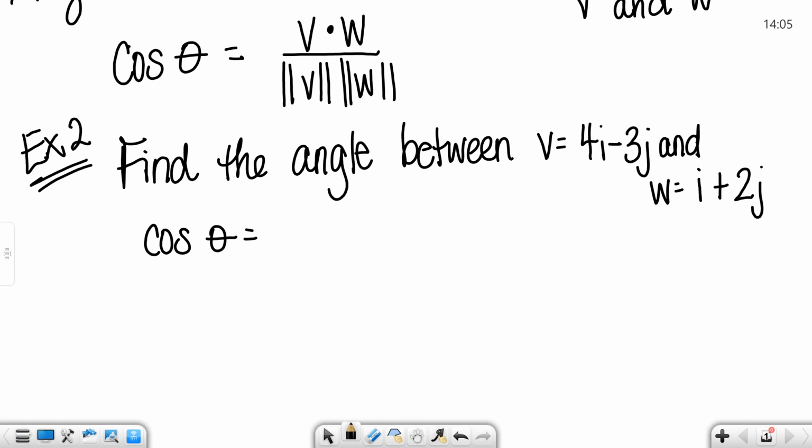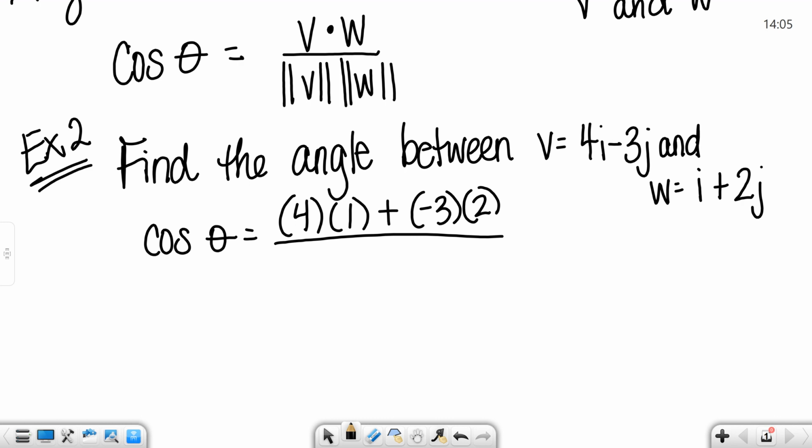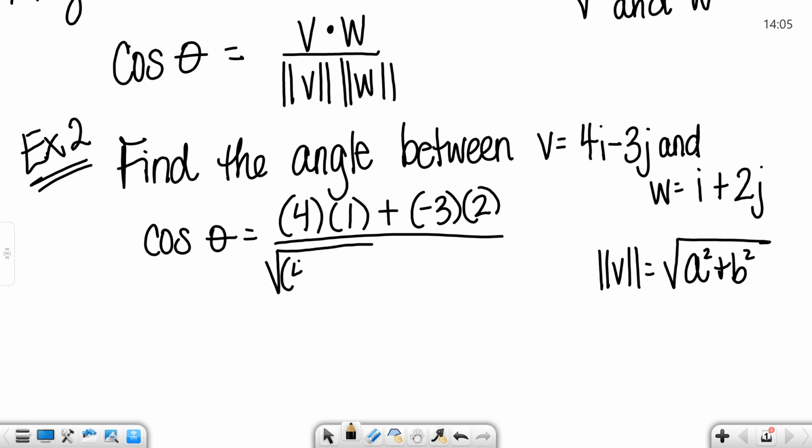remember we're going to do V dot W, so that's 4 times 1 plus negative 3 times 2, divided by, remember the magnitude of V is found by doing the square root of a squared plus b squared. Okay, just a little reminder there. All right, so the magnitude of V is going to be the square root of 4 squared plus negative 3 squared. And the magnitude of W would be the square root of 1 squared plus 2 squared.